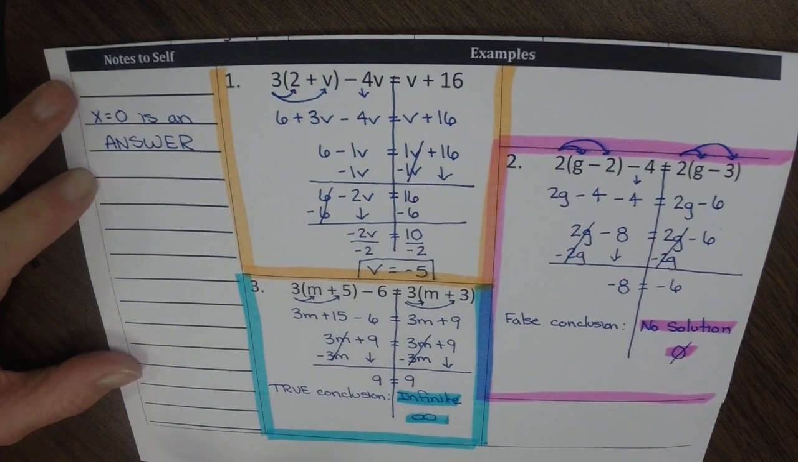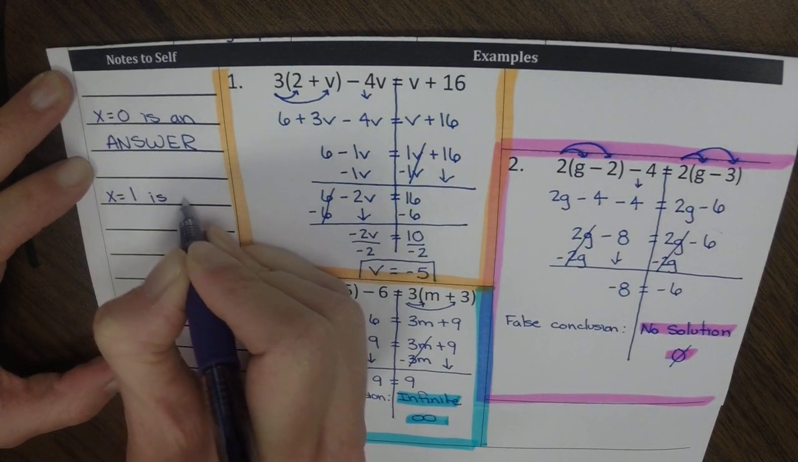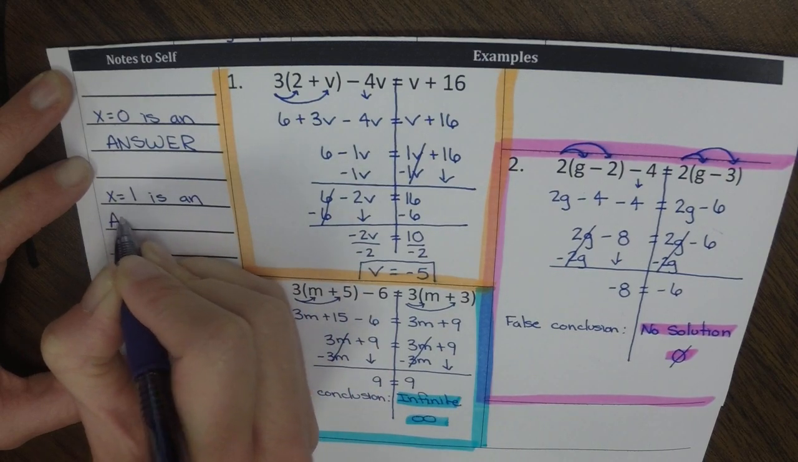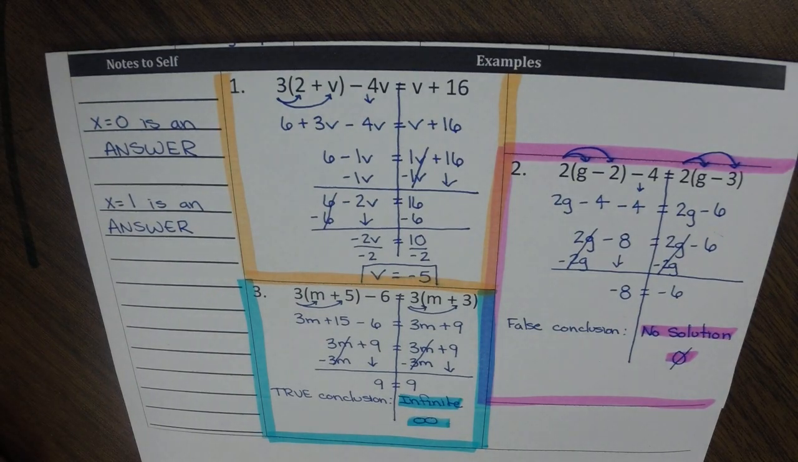Okay, x equals 0 is an answer. So is x equals 1. Okay, that is also an answer. The only way to get no solution or infinite solutions is for the variables to cancel out.